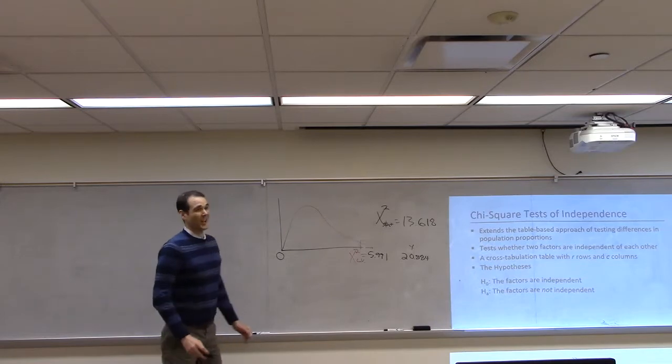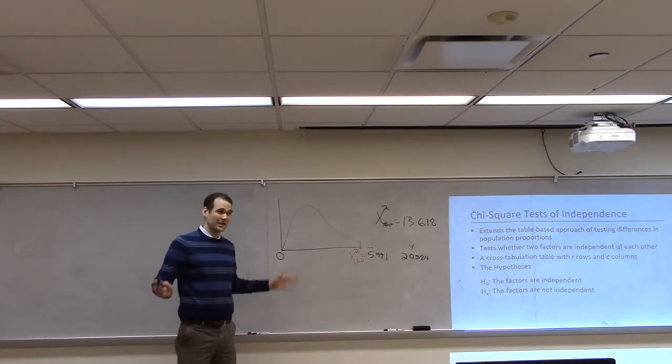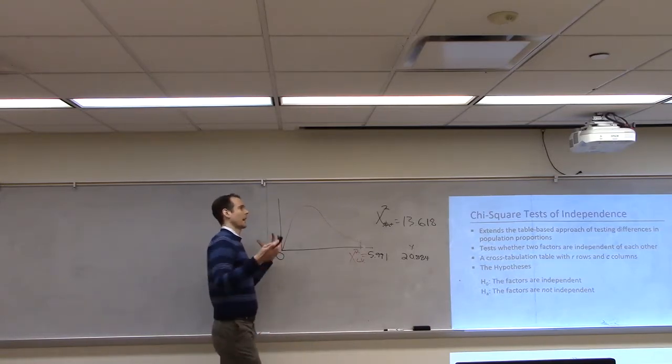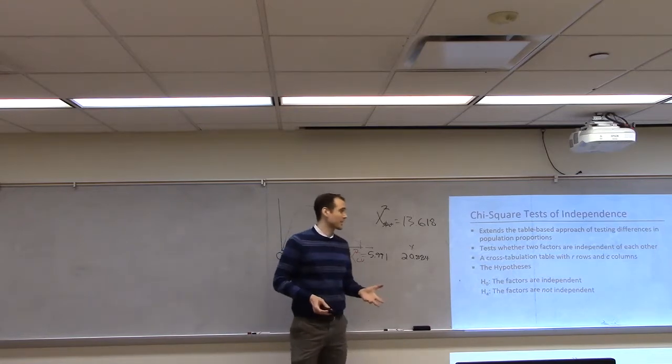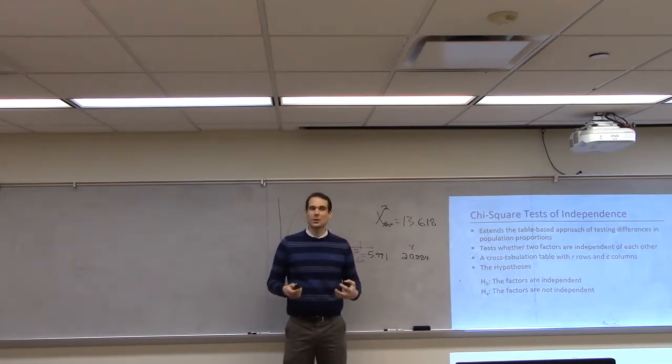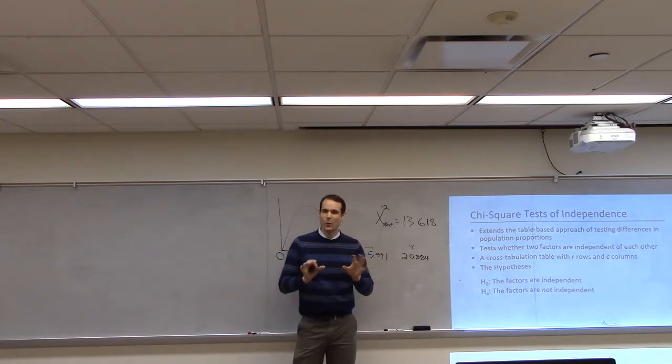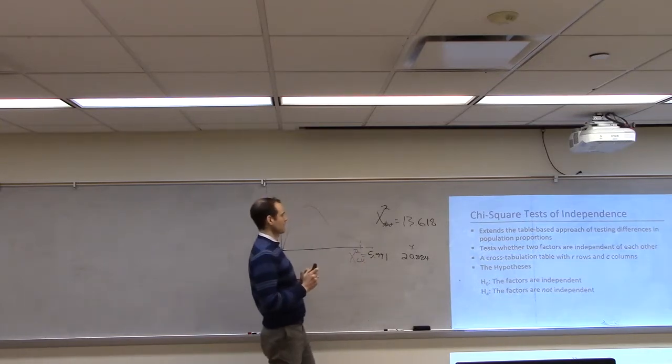So that is our chi-squared test for proportion differences. We also know the chi-squared test for independence. Good news is that it is calculated the exact same way. It's just a matter of how we interpret it.